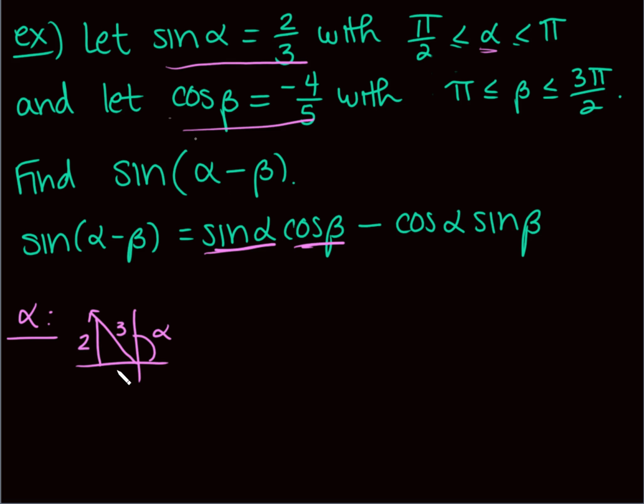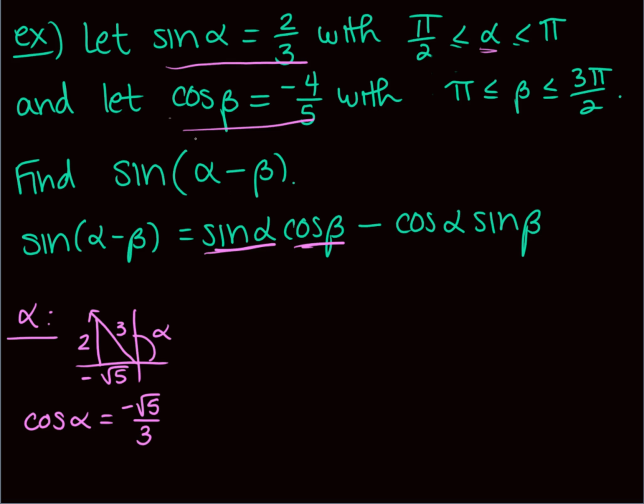Remember, I need cosine of alpha. If I solve this, I get 9 minus 4, so I believe this is the square root of 5. You should check me on that. And it's negative because it's in the second quadrant. So by putting this in the second quadrant and doing a little bit with the triangles, I see that the cosine of alpha is negative root 5 over 3.